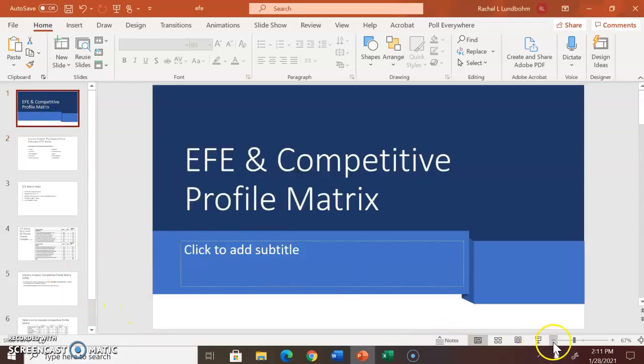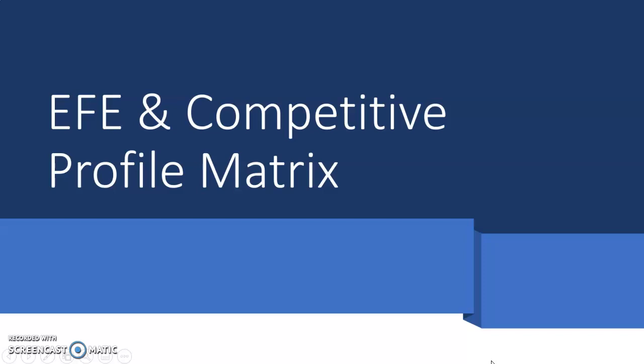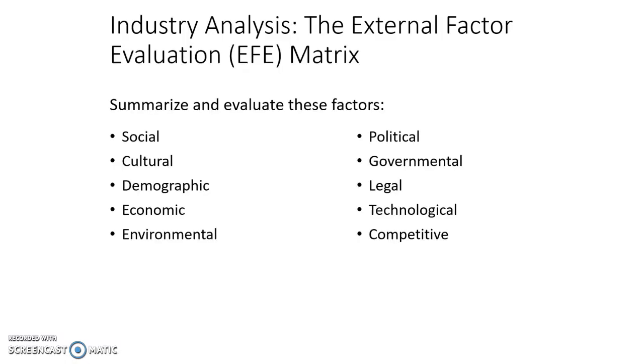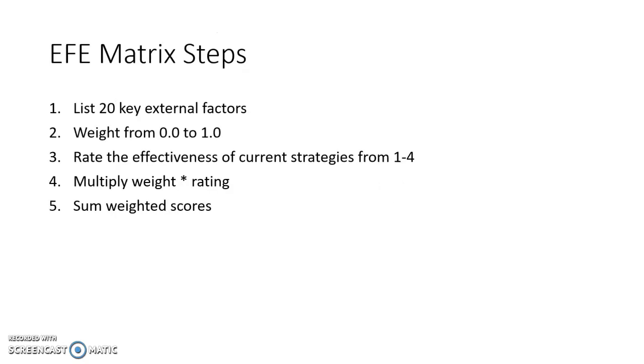All right, in this mini lecture, we're going to be looking at the EFE and competitive profile matrices. The EFE matrix takes a look at the external factors impacting a business. And we want to summarize and evaluate these factors, including social, cultural, demographic, economic, environmental, political, government, legal, technological, and competitive. So again, those external factors that could impact an organization.